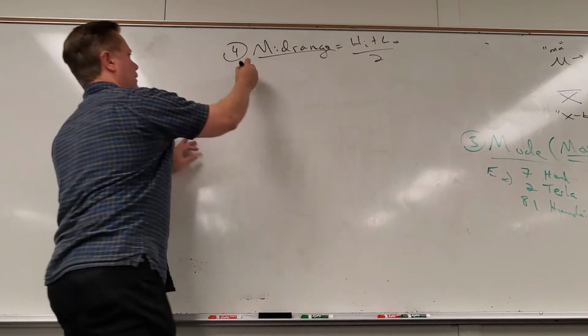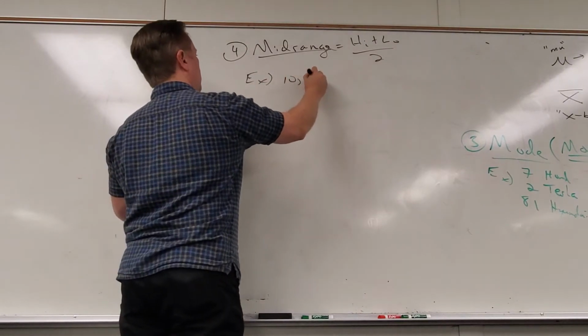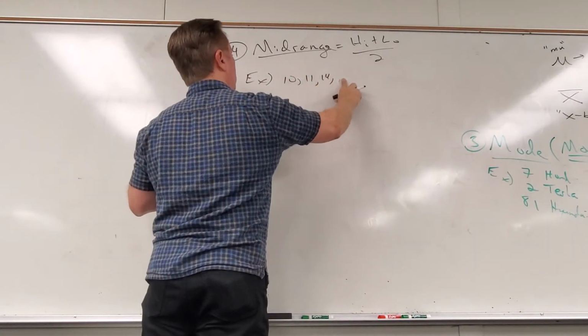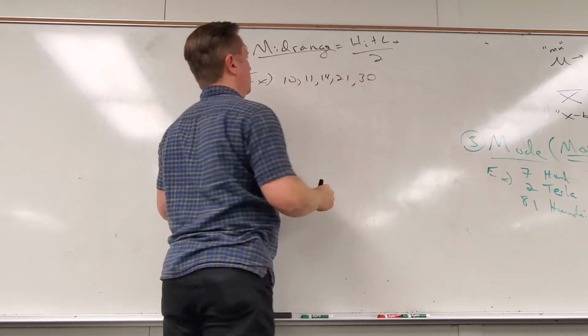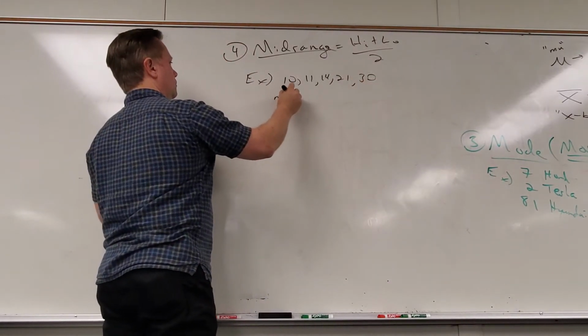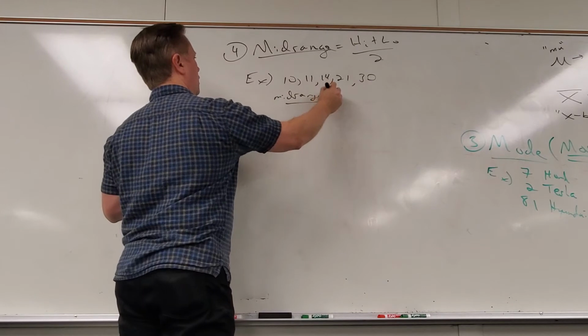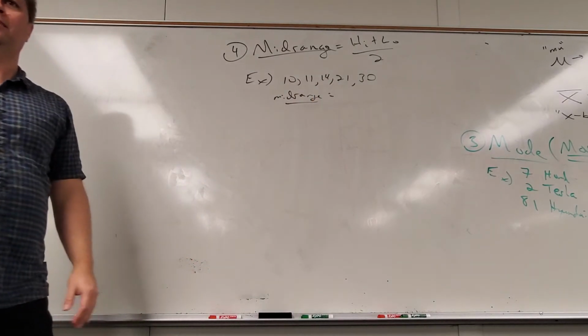So if I had data like, what you got, Jeff? 10, 11, 14, 21, 30. What's the mid-range? 30. 10. What's happening? What?